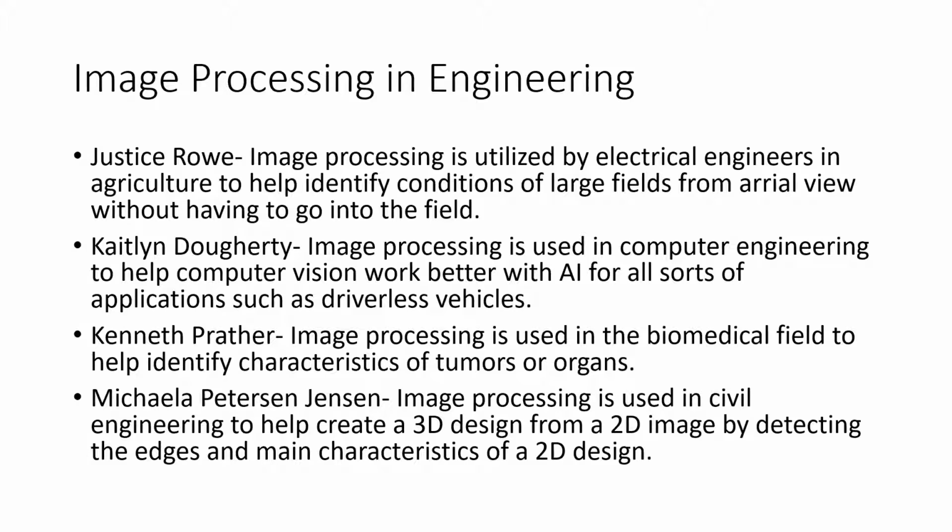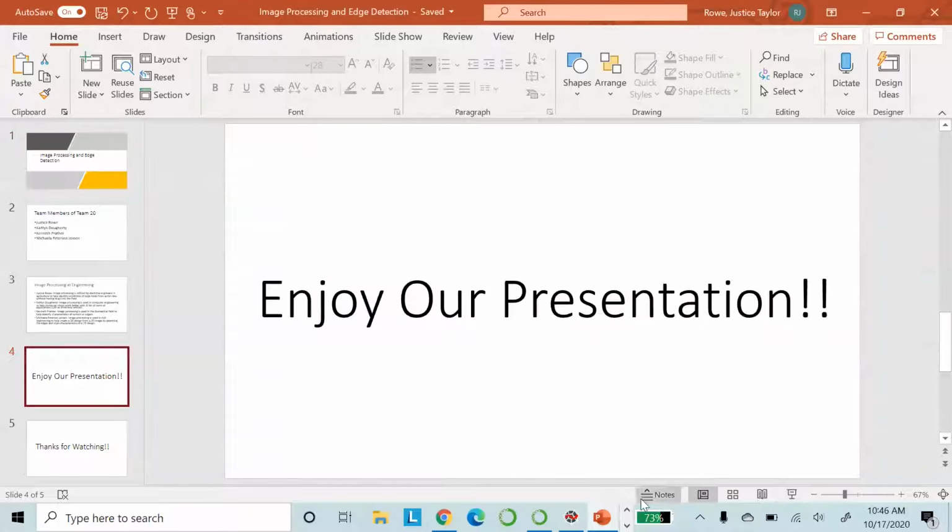For our image processing and engineering, we each did some research on how it's applicable in our fields. For me, electrical engineers are using it in agriculture to help identify conditions in large fields. Image processing in computer engineering helps with computer vision work and other applications such as driverless vehicles. In the biomedical field of engineering, image processing can help identify characteristics of tumors or organs. Image processing in civil engineering can create a 3D design from a 2D image by detecting edges and the other characteristics of a 2D design. Cool. So we hope you enjoy our presentation over our code.